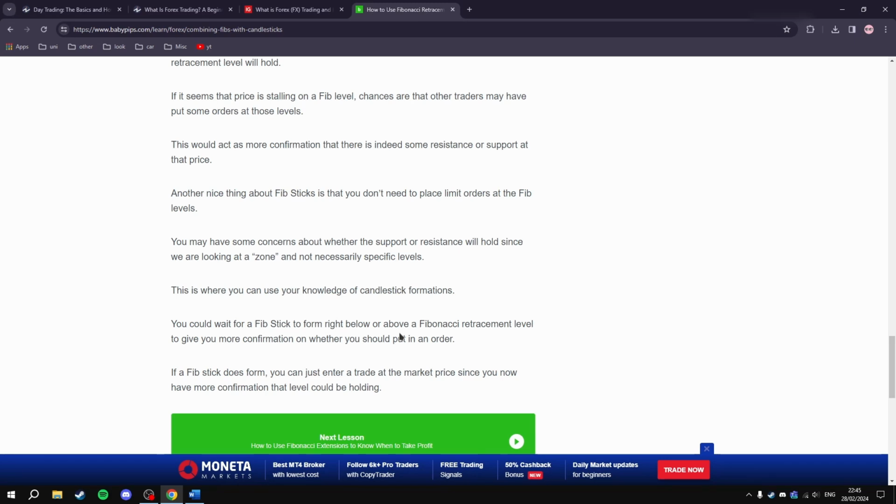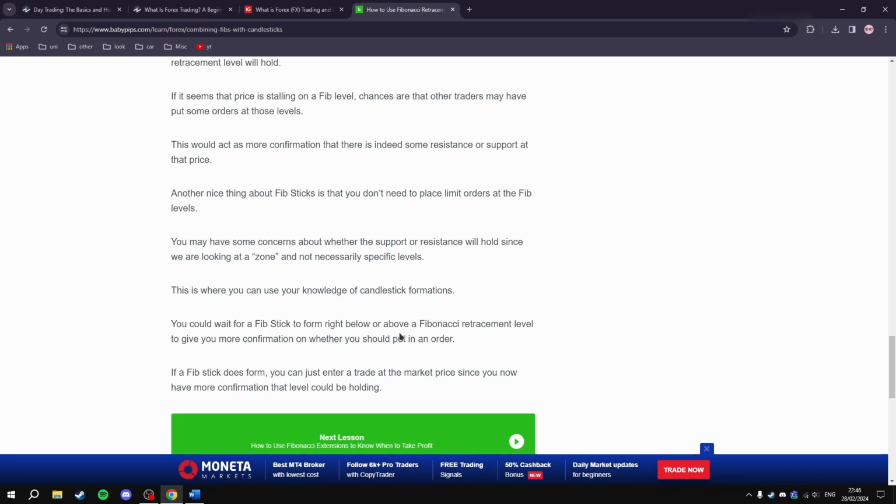Another nice thing about the fib sticks is that you don't need to place limit orders at the fib levels. You may have some concern about whether support or resistance will hold, since we're looking at a zone and not necessarily specific levels. This is where you can use your knowledge of candlestick formations. You can wait for a fib stick to form right below or above a Fibonacci retracement level to give you more confirmation on whether you should put in an order. If a fib stick does form, you can just enter a trade at the market price, since you now have more confirmation that level could be holding.